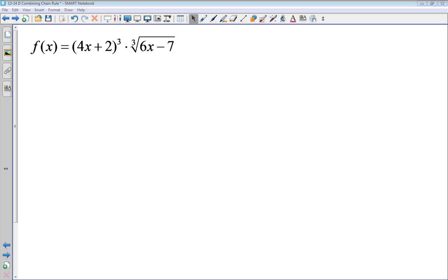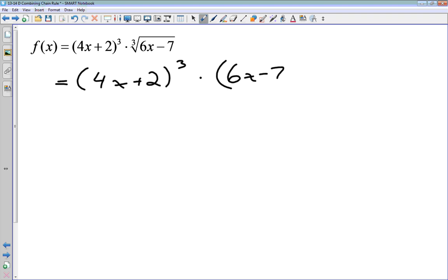So if we're looking at this function, the first thing we want to do is rewrite this to make it a little bit easier to understand what's going on. So we're going to keep the 4x plus 2 to the power of 3 the same, and we're going to multiply it by 6x minus 7 to the exponent 1/3. So just rewriting that cube root as the exponent 1/3.